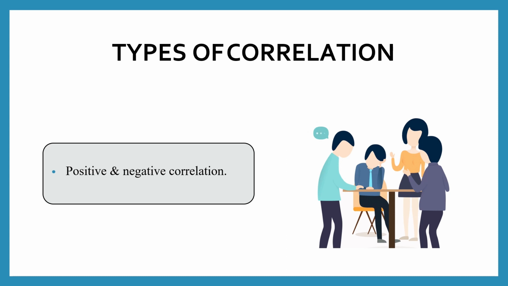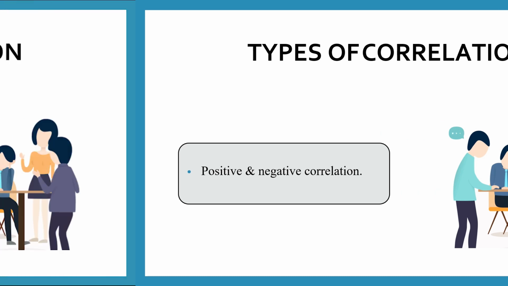On the other hand, when both the variables under study move in the opposite direction, that is, an increase in the value of one is followed by a decrease in the value of the other, and a decrease in the value of one is followed by an increase in the value of the other, it is called negative correlation.